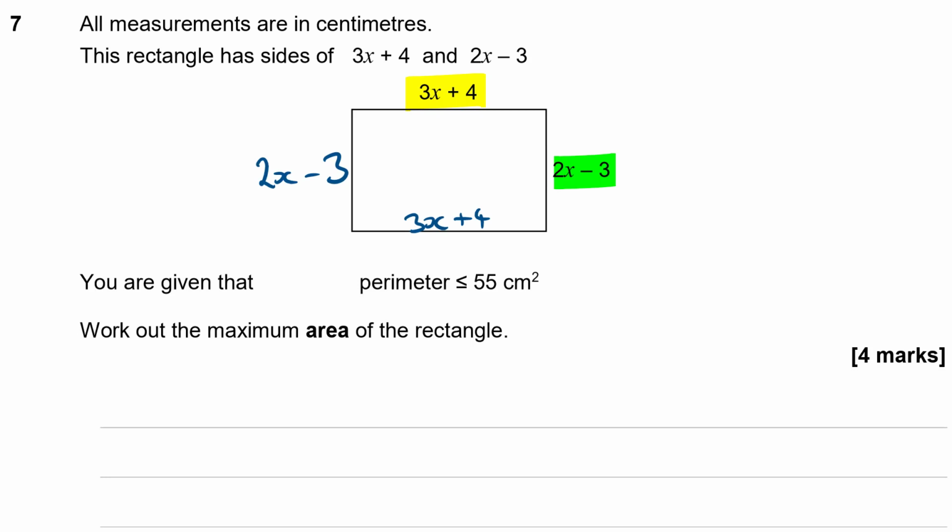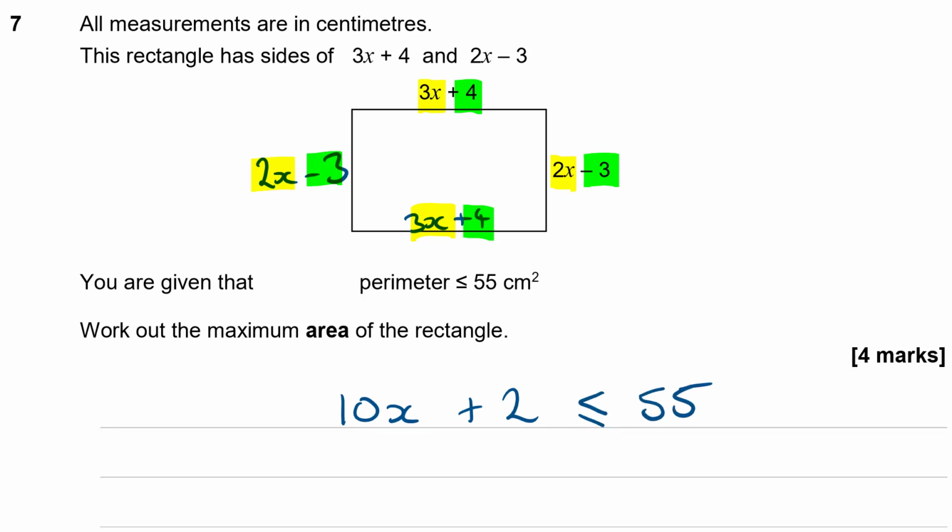Okay, so if I add those four sides together, I'm told that it's less than or equal to 55. Let's add together all the x values. I've got 3x, 2x, 3x, and 2x, which adds up to 10x. And I've got 4 and minus 3 and 4 and minus 3. So 4 plus 4 is 8. Minus 3 minus 3 is minus 6, so 2. So I'm going to get 10x plus 2, and I know that perimeter is less than or equal to 55. So I've formed an inequality in x.